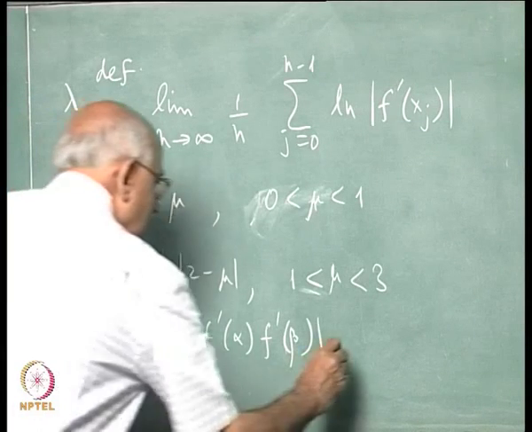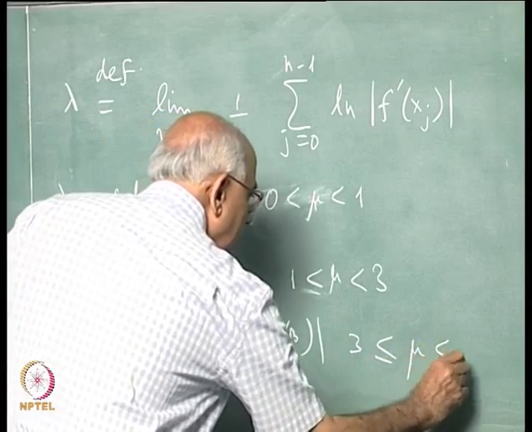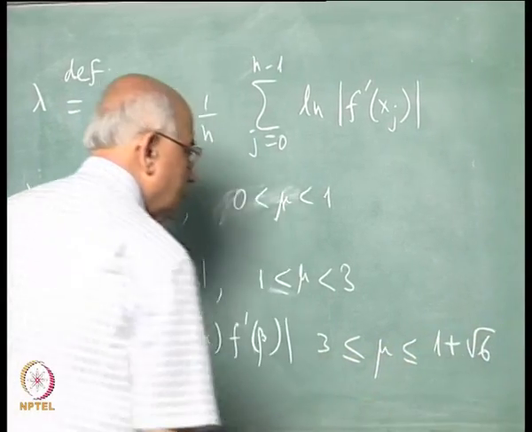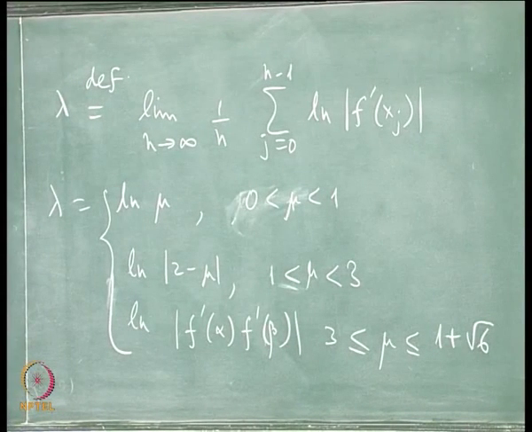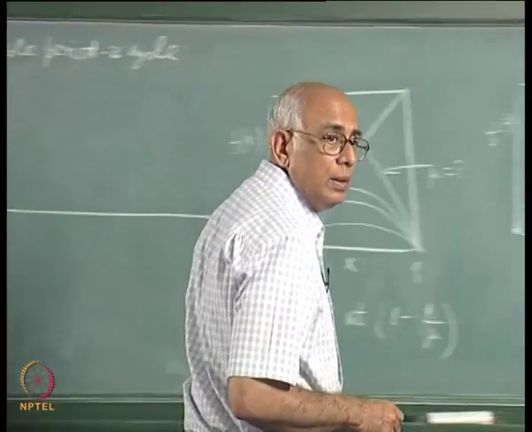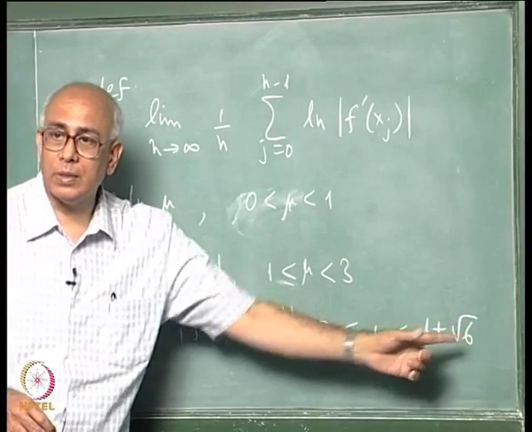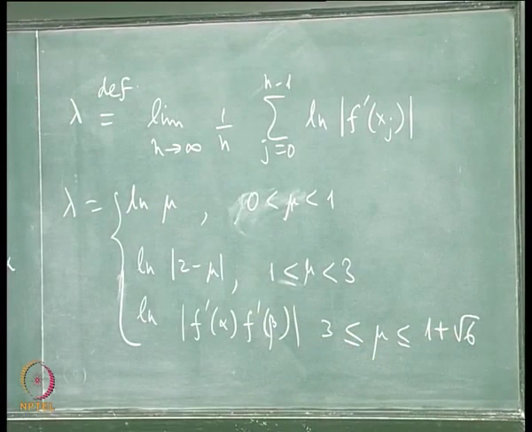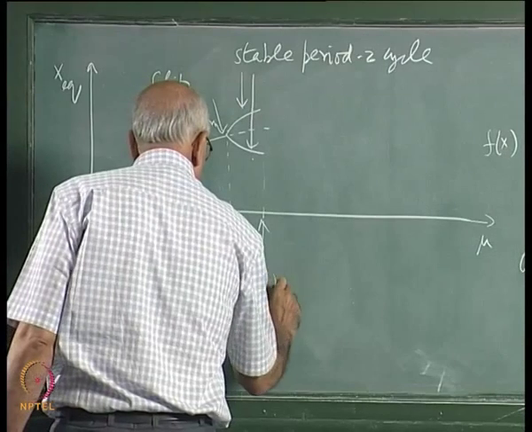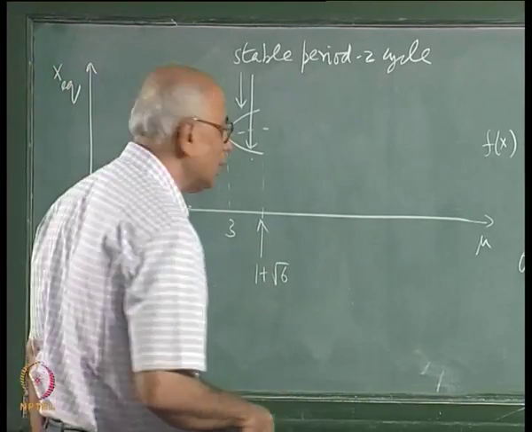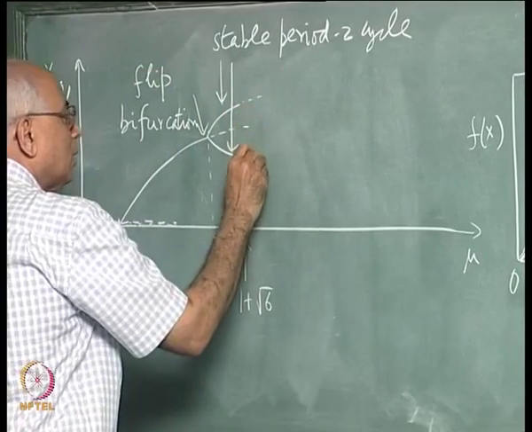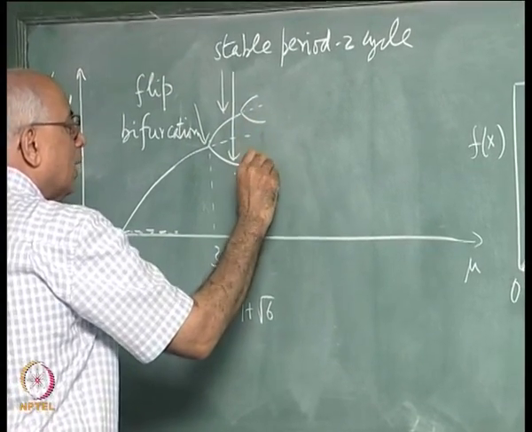And this happens for 3 less than or equal to mu less than or equal to 1 plus root 6. And that is easy to verify. All you have to do is to find out when this number here hits 1, and it hits 1 at 1 plus root 6 here. So that happens somewhere here. This is no longer to scale, this is 1 plus root 6. Then matters begin to happen very fast as you change mu. At this point, this period 2 cycle becomes unstable, and you have a period 4 cycle coming out.